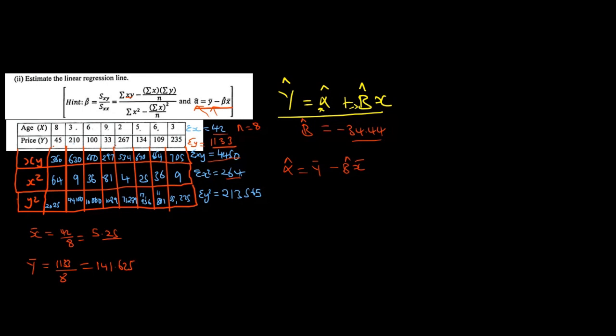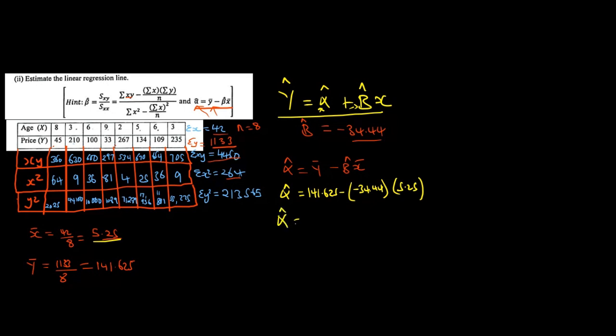Since I have the mean of y and I also have the mean of x, I can substitute in the formula for the a cap, or the alpha cap. So alpha cap is equal to the mean of y, which is 141.625, minus the b cap, which we found was minus 34.44, and then we multiply this by the mean of x, which is 5.25.